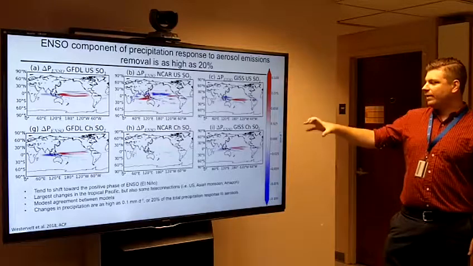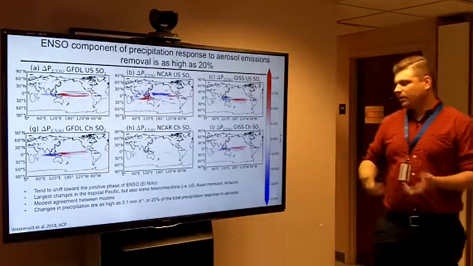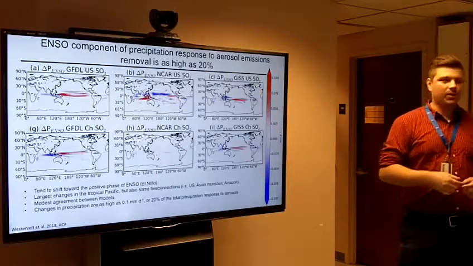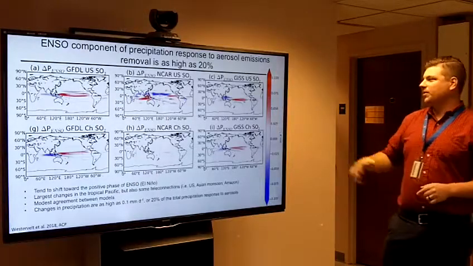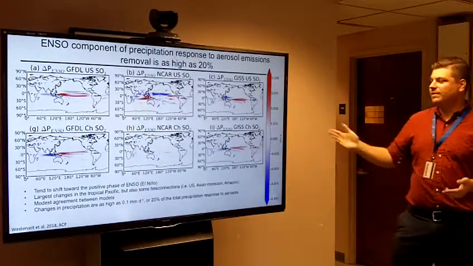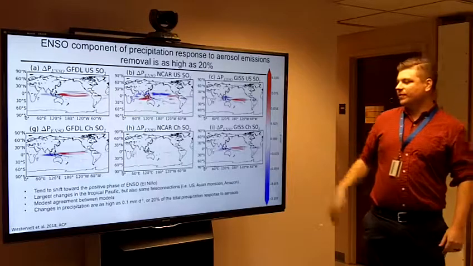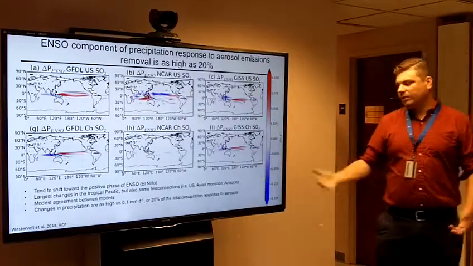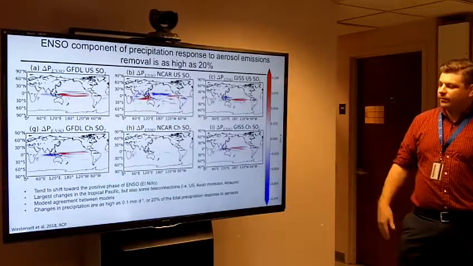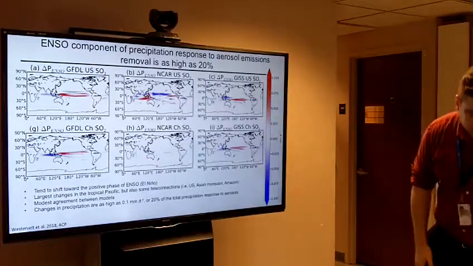The changes are at most maybe 0.1 millimeters per day, which is only about 20% of the total precipitation response. So if you just look at delta P, delta precip, whether or not it's regressed with ENSO, you get maybe 0.5 or so. So it could be about 20%, which is an appreciable amount that I think is worth thinking about.